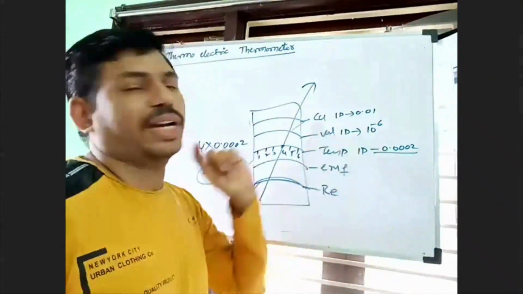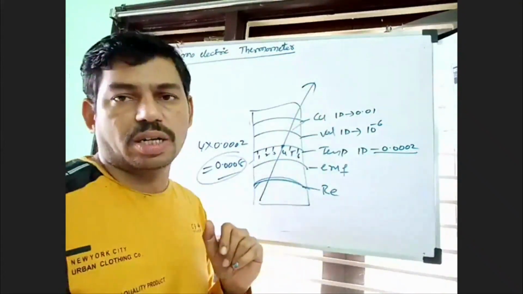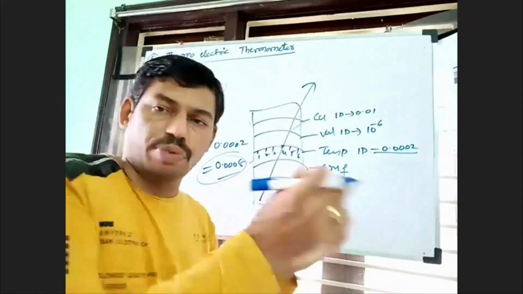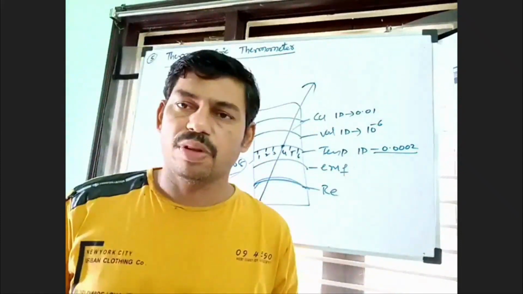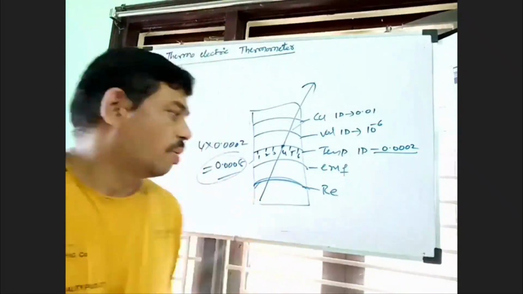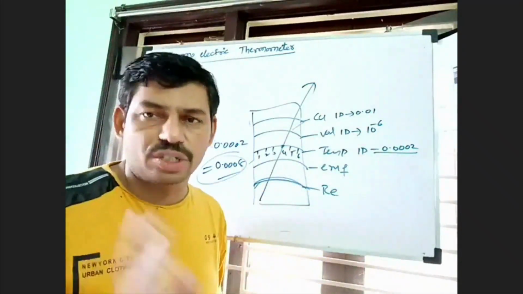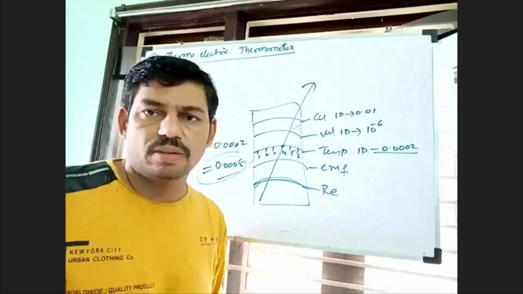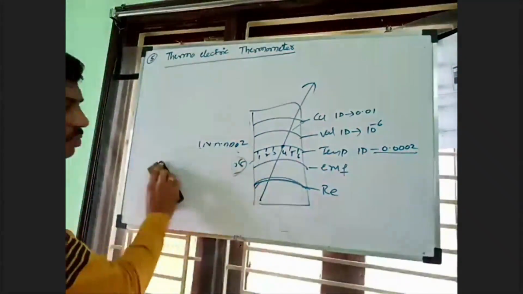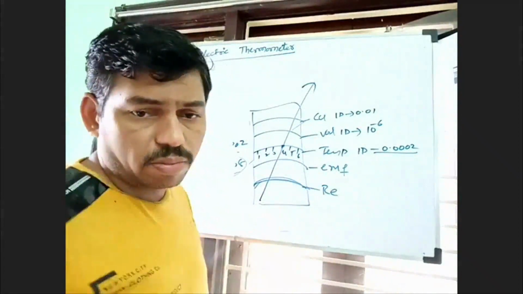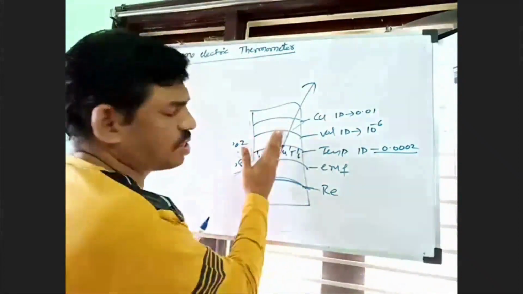So voltage calculated. So current, EMF, resistance. All are different scales, different values are there. Okay, fixed values. So how many deflections multiply with this value? So this is called calibration. Okay, clear calibration. Yes. Calibration means deflection of multimeter deflection.